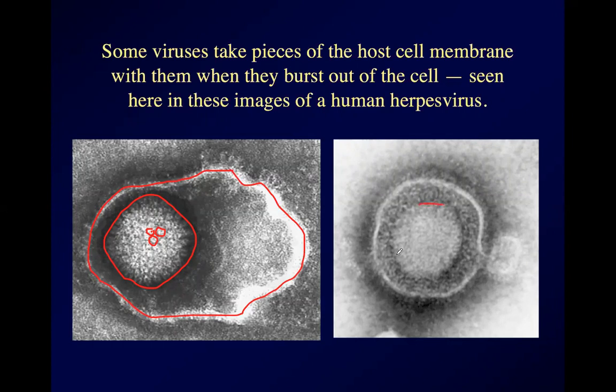That's a capsid right there. But then surrounding the capsid is a piece of the host cell. This is one of the things that makes herpes kind of tough to treat: it's hard for your body to recognize the herpes virus because it uses pieces of your own cells as camouflage. So that's one of the reasons why herpes is chronic.